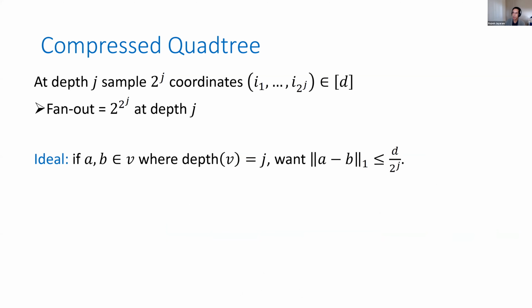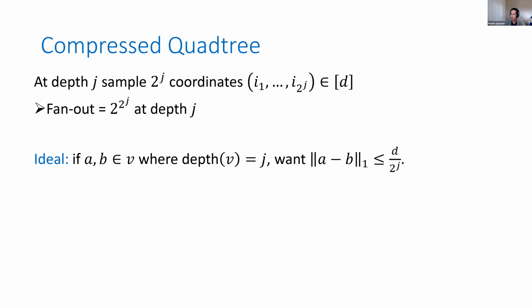Now, I'm going to say something here, and I'm going to try to justify why this is a good ideal. Here's the overarching goal of this entire analysis. If I have 2 points A and B in the hypercube, I'm going to write that A and B are in a vertex V of the tree to mean that A and B were in the recursive call corresponding to that vertex in the quadtree. Suppose I have some vertex V at depth j of this compressed quadtree. If I have 2 points which are both in that same vertex, the ideal is that the distance between A and B in the original metric should be no larger than d over 2 to the j. That's what I'm going to hope for.